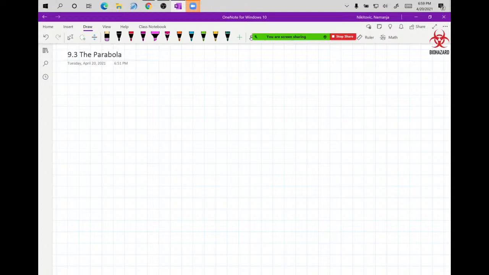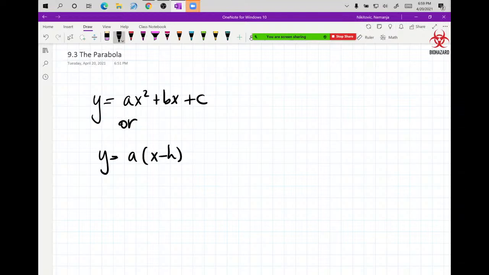This is section 9.3 on parabolas. Now you already know most about parabolas. The forms that you have seen before, y equals ax squared plus bx plus c, or y equals a times (x minus h) squared plus k, were the forms where for positive a the parabola opens up, and for negative a the parabola opens down.